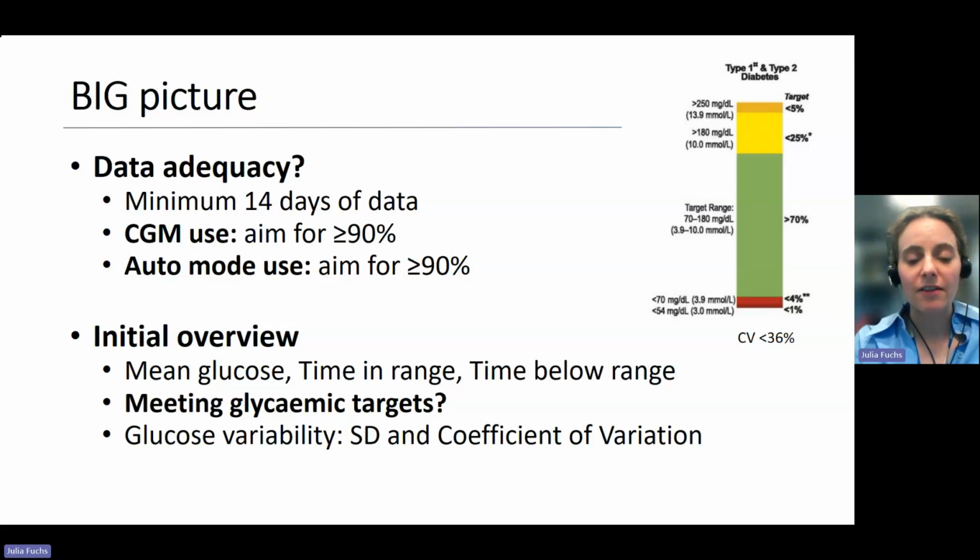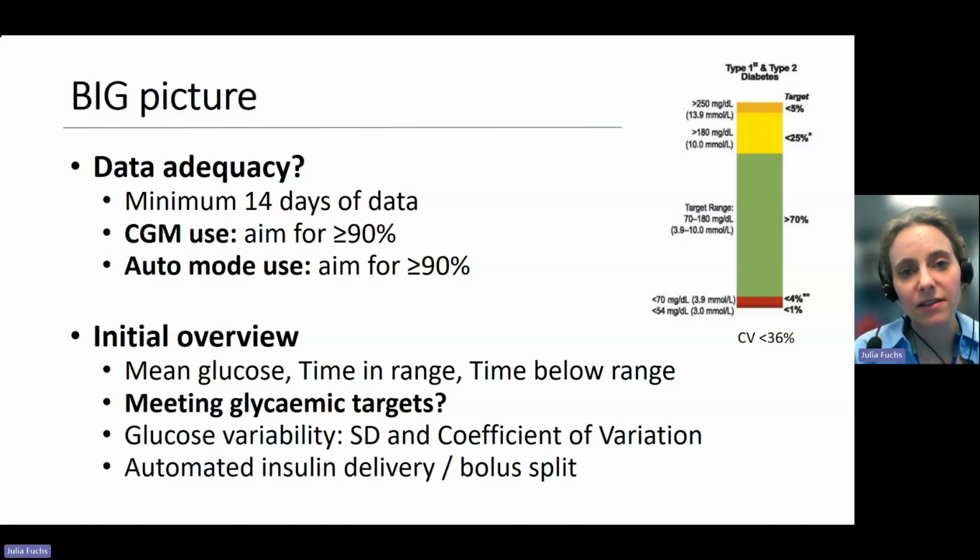Something to also look at at that time is the glucose variability, so either the SD or the coefficient of variation, depending on what you prefer. And then the last thing to look at for the big picture, I think important, is the automated insulin delivery to bolus split. And that is a bit system dependent, and I'll get into that in the next slide.